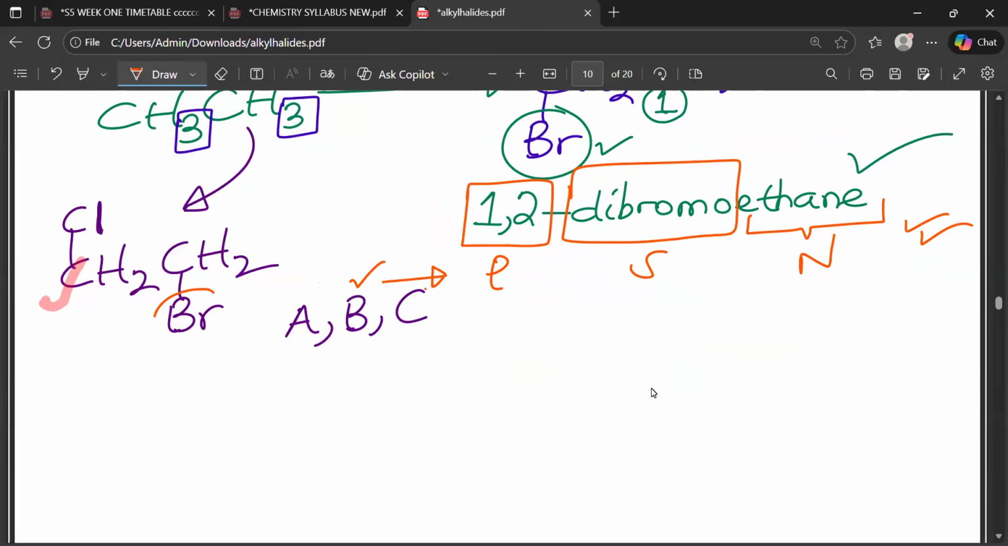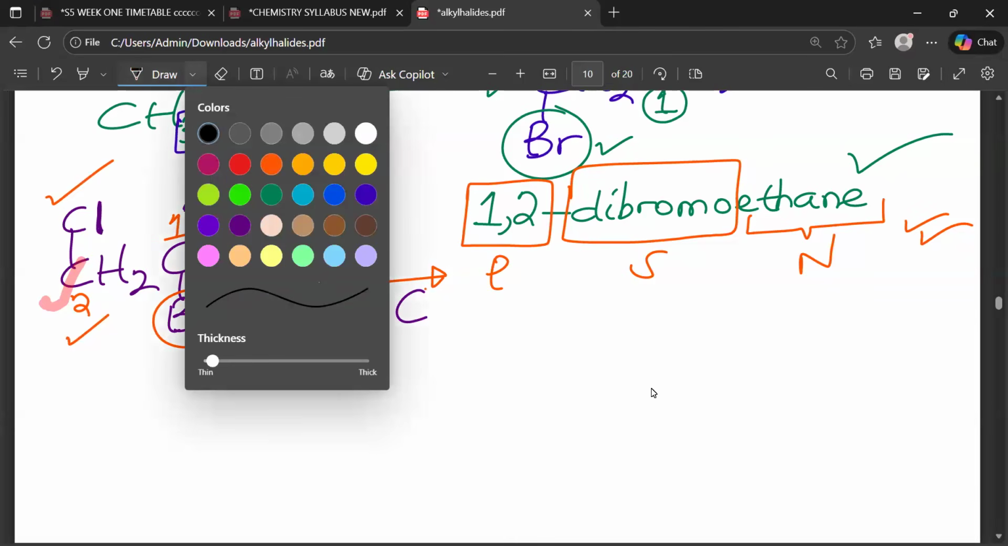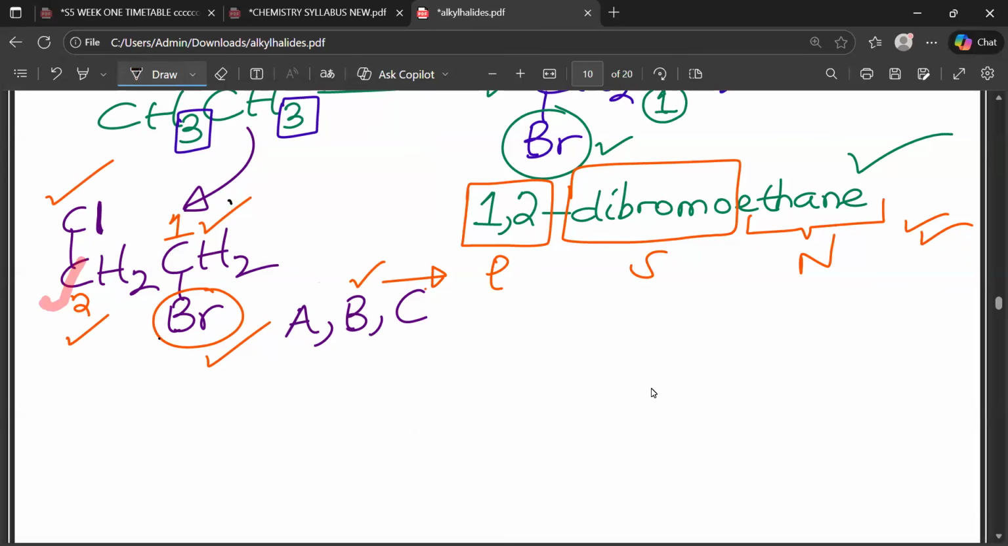So where we have B, I can say this is my carbon 1 here. This is my carbon 2. Then I say it is 1-bromo, 2-chloroethane. You understand? 1-bromo, 2-chloroethane. Why ethane? Everything is happening on a carbon skeleton of 2 carbons, which is ethane. I think that is very clear. It's not hard.